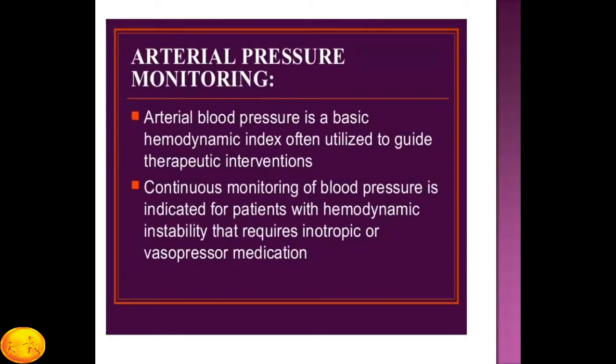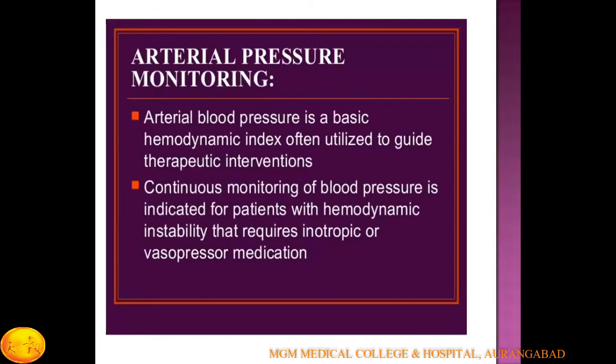Now, coming to the very simple, that is arterial pressure monitoring. So, all of you know that the normal systolic blood pressure is 100 to 120 and diastolic 60 to 80 millimeters of mercury, according to the age of the patient. So why do we need continuous arterial blood pressure monitoring?